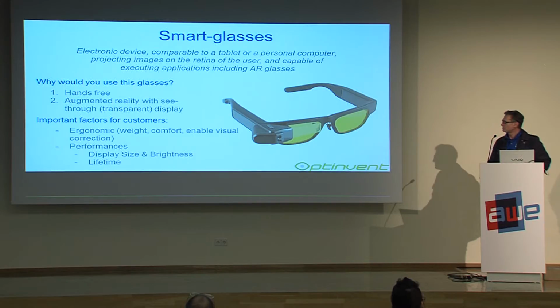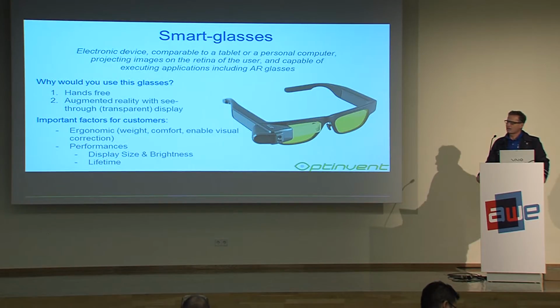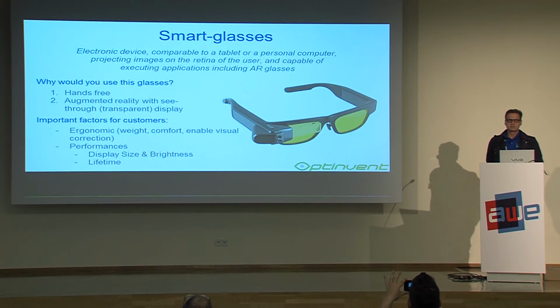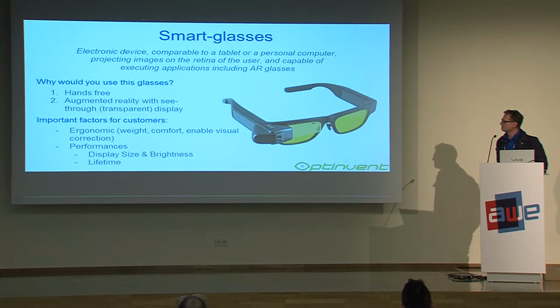Before we start, I would like to give you a few words on what we mean by smart glasses. It's an electronic device comparable to a tablet or personal computer, projecting an image on the retina of the user and capable of executing applications, including AR applications. Here we are talking about transparent smart glasses, which allow you to see through them.